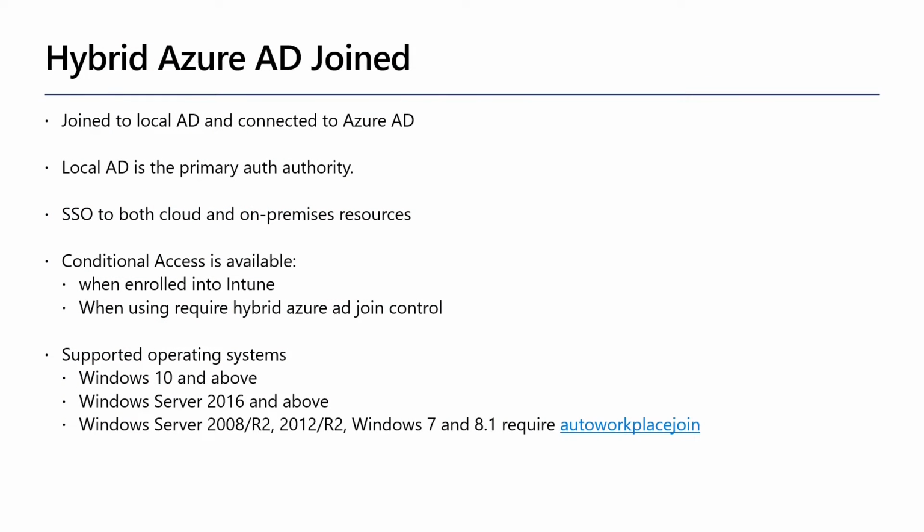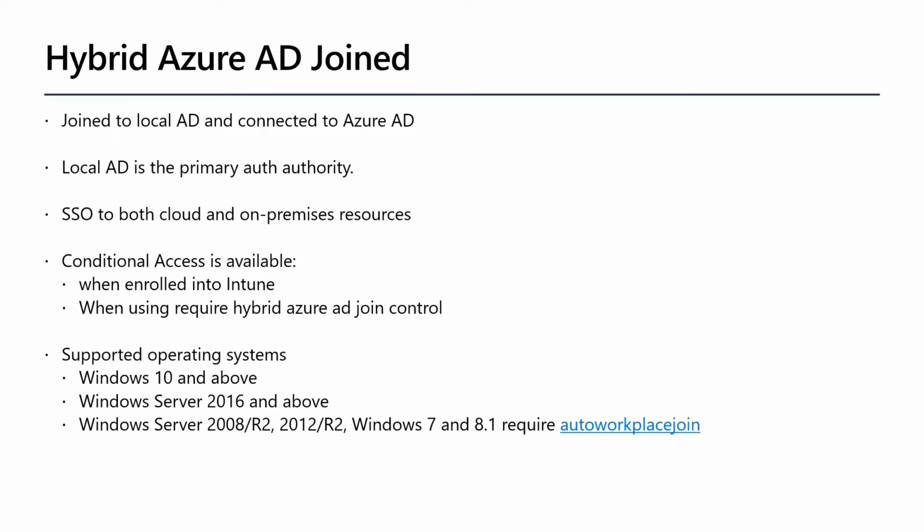If you have devices already joined to the local Active Directory and you want to extend them to Azure Active Directory, then you can configure Auto Hybrid Azure AD Join. For Hybrid Azure AD Join, local Active Directory is the primary authority for authentication, which means once users unlock their devices, their credentials will be validated against local Active Directory, since they are joined to the local Active Directory.